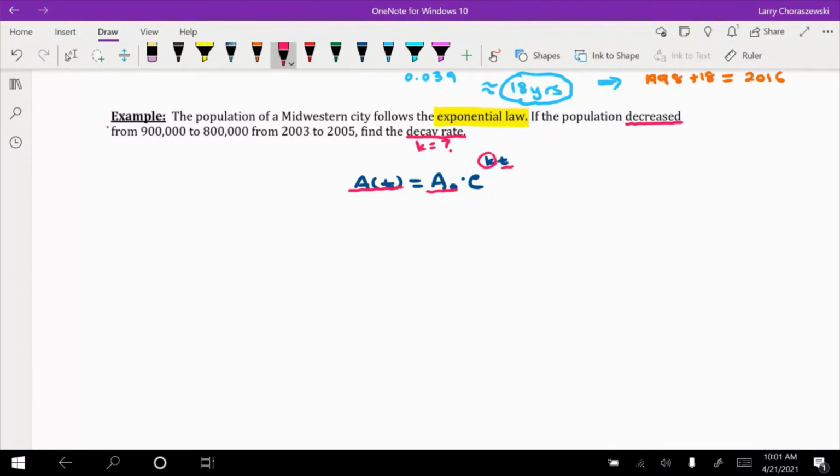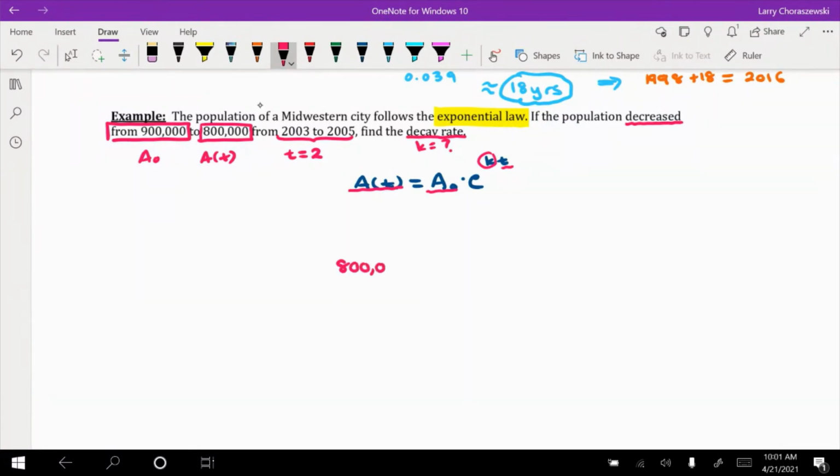Now it says here that it decreases from 900,000. That means this would be the initial amount. And then the final amount is given by 800,000. That would be a value for A of t. And this happens between the years 2003 and 2005. So what would that mean for our value of t? t is 2. Yep.